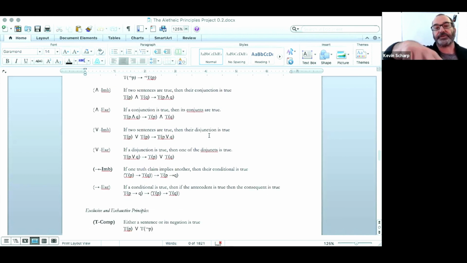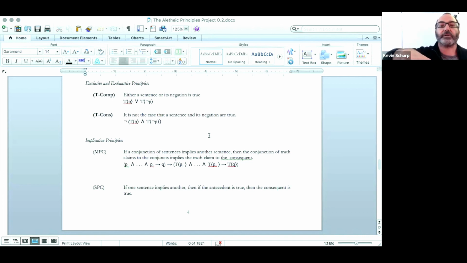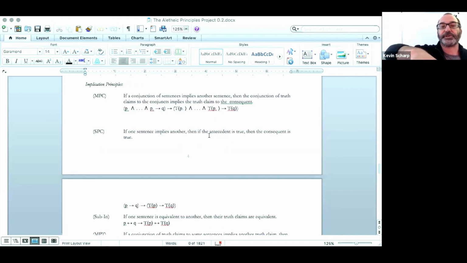And we can think about these other ones as well, right? So if a conjunction's true, then both conjuncts are true. If a disjunction's true, then one of the disjuncts is true, and so on. We can think about exclusive and exhaustive principles, which say that everything is either true or not true, and nothing and its negation are both true. We can think about implication principles, which say, if this conditional holds, then the truth ascription to the antecedent and the truth ascription to the consequent, that conditional also holds.